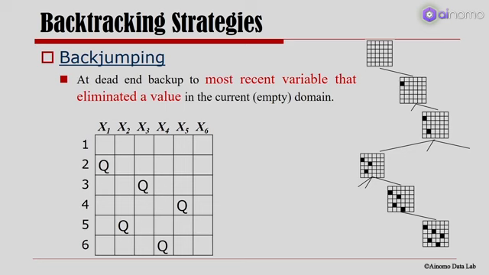Now when I want to back up on this and go back, I would rather go to the most recent variable that eliminated a value in the current domain. How do I go about doing that? I try to look at the earliest queen that conflicts with the squares for the 6th queen. Let me show what I mean in the given example.